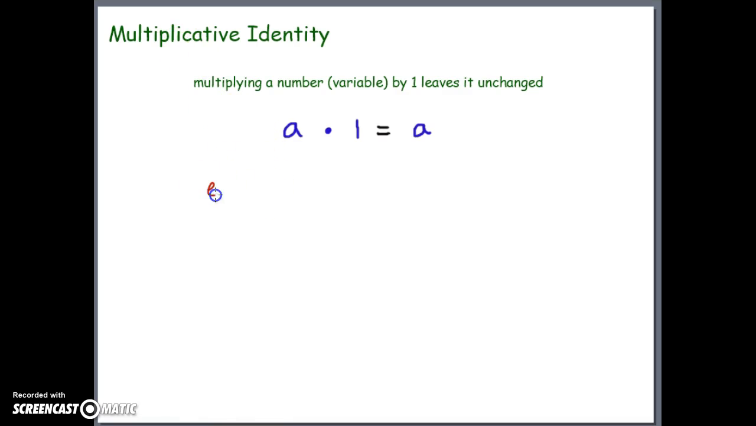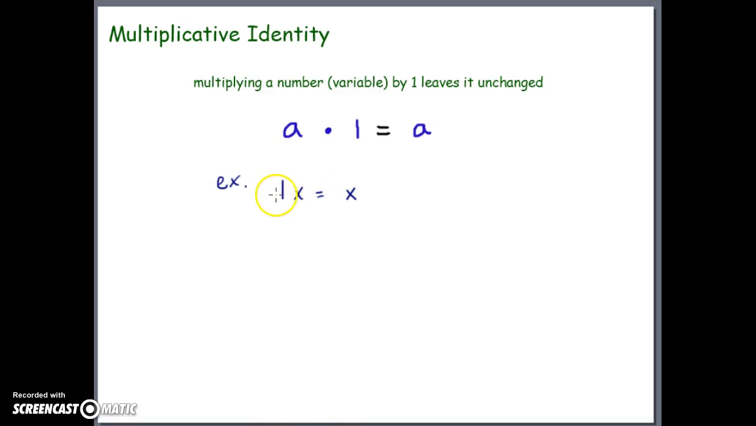And oftentimes you'll see this lots of different ways. One example would be if you have 1x. Oftentimes students are confused by this. 1x is the same thing as just x by itself.